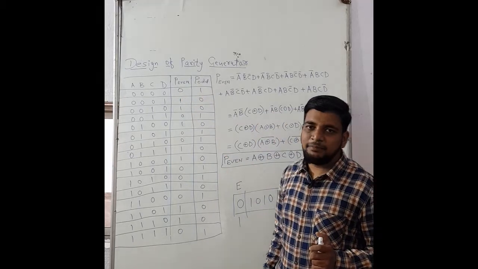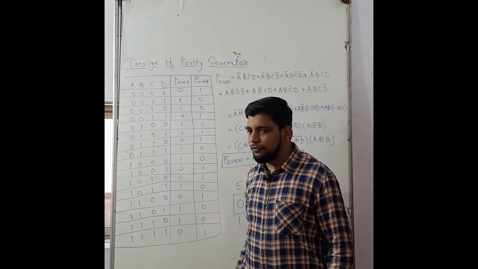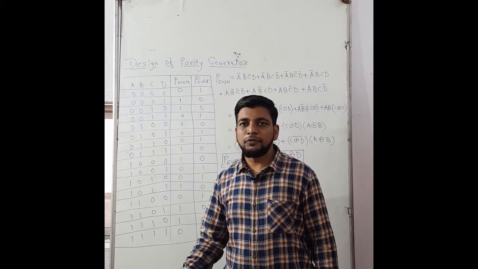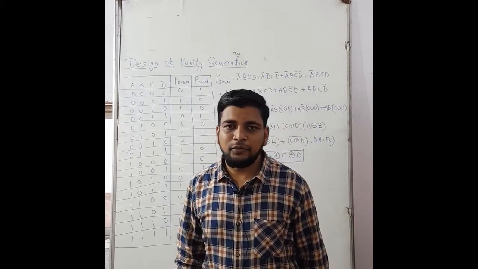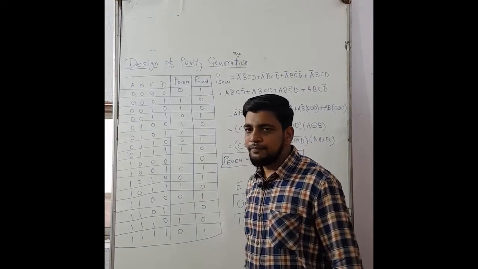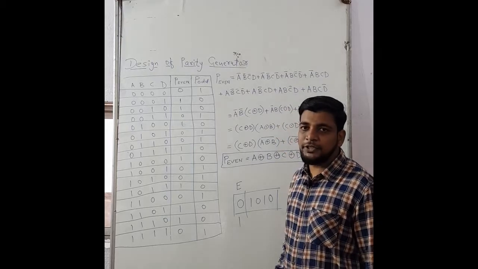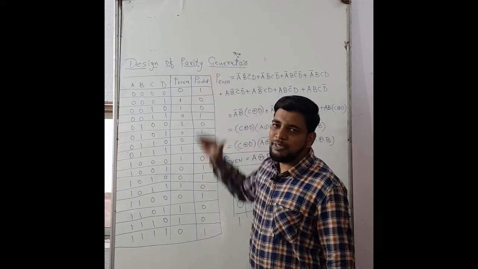Now the next step is the minimization technique, how to minimize this expression. For minimization we use different techniques: Boolean algebra, the Karnaugh map technique, and the Quine-McCluskey technique. Here we are going to minimize this expression with Boolean algebra. First of all, we need to write the output expression for P of even, then for P of odd, then we will minimize the expression.